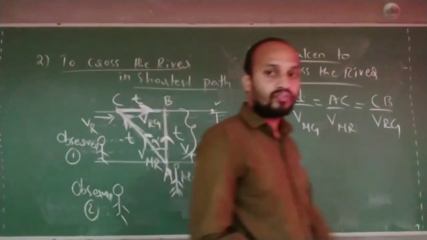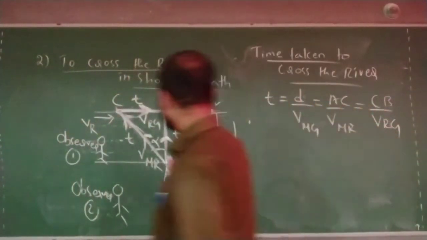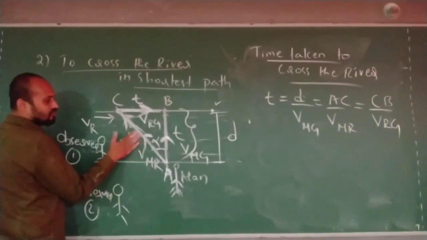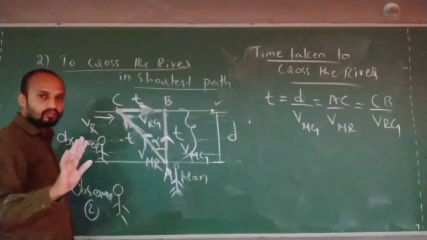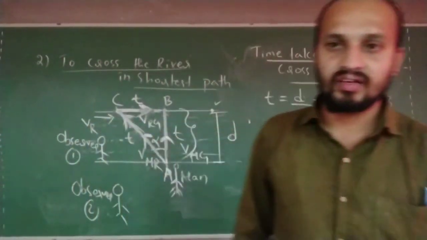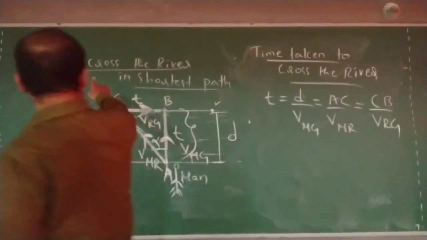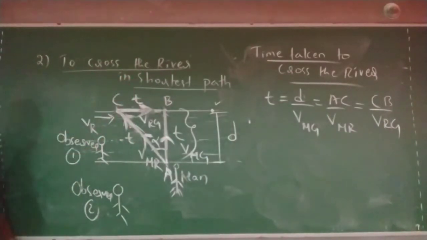This is a very important concept. So for the shortest path, the resultant of this velocity and this velocity will give you this velocity. That's more than enough. Many times I said this. Correct, no? This happens to cross the river in shortest path.